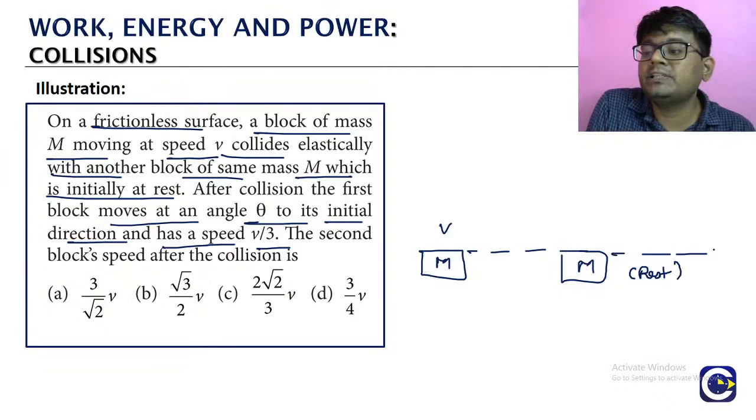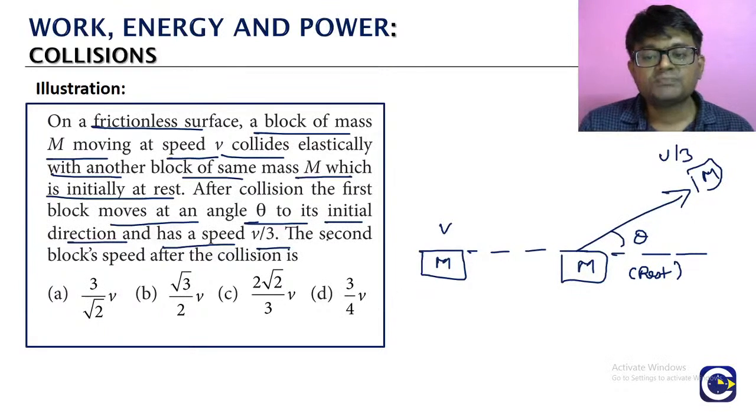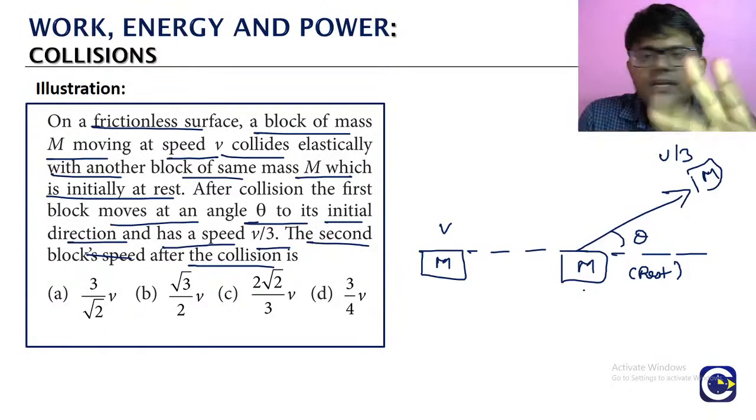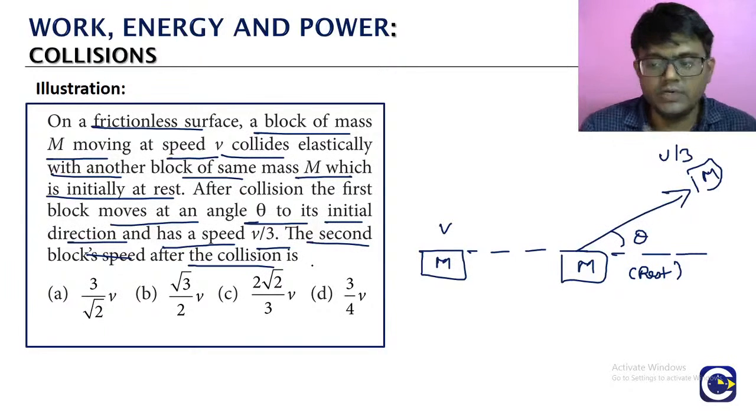Means the initial direction is this, right? It is moving at an angle theta with a speed v by 3. The second block may move in some direction. Here they are just asking what the speed of the second block is after the collision. This is an elastic, oblique collision.